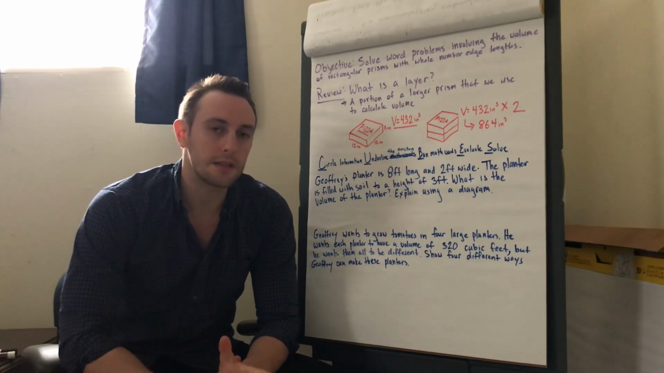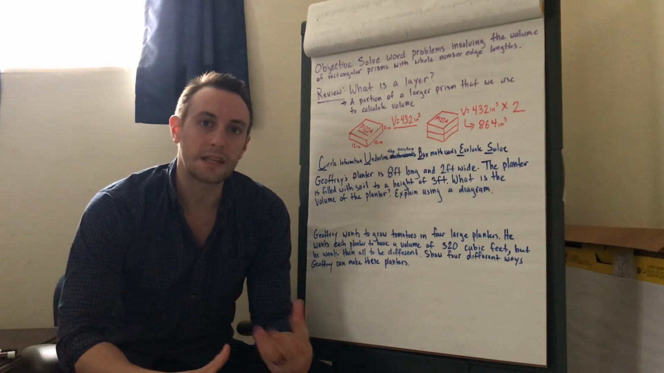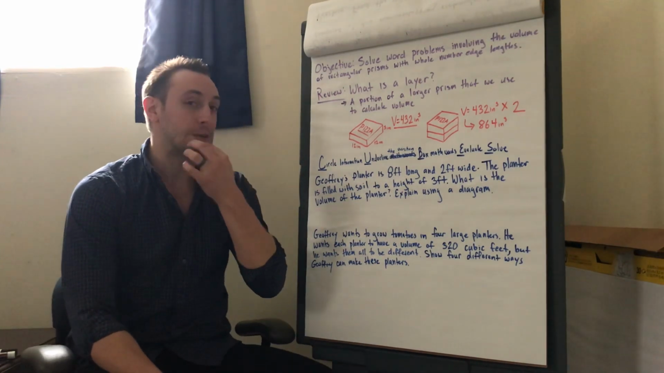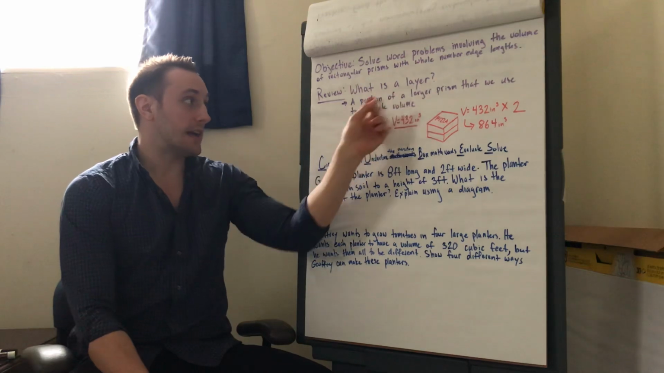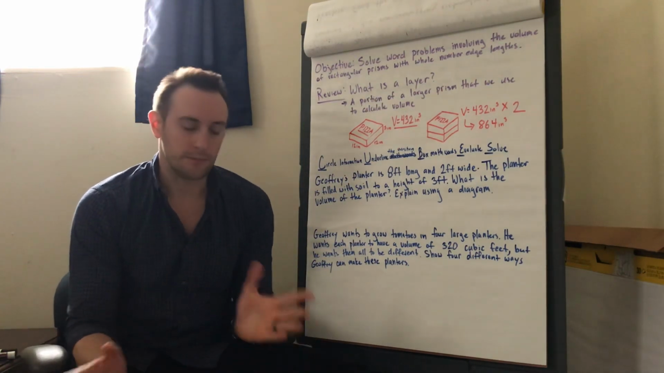Before we get into today's lesson, I want to go over a quick review. Some of you had some questions for me about layers and understanding what a layer is when we're talking about volume. So let's take a quick look here. It says, what is a layer? A layer is a portion of a larger prism that we use to calculate volume.